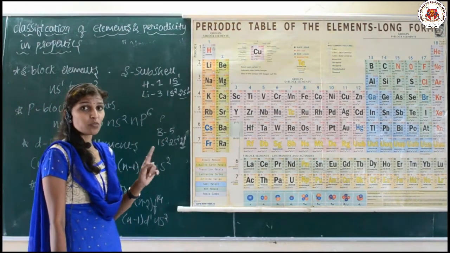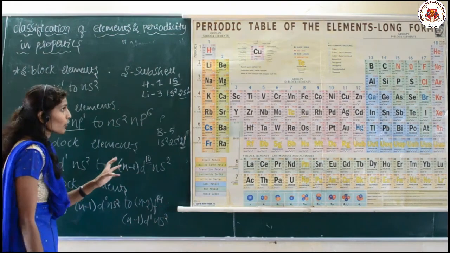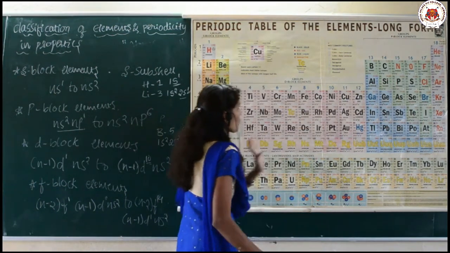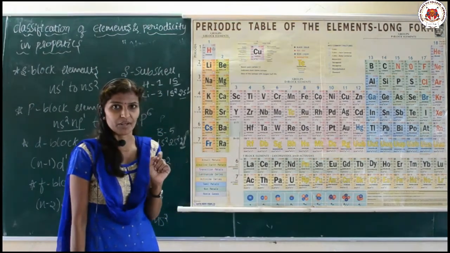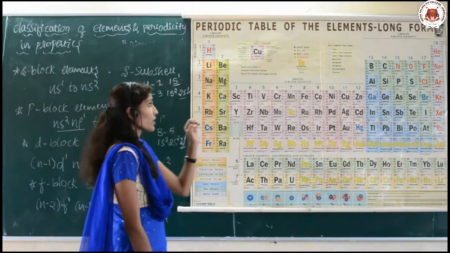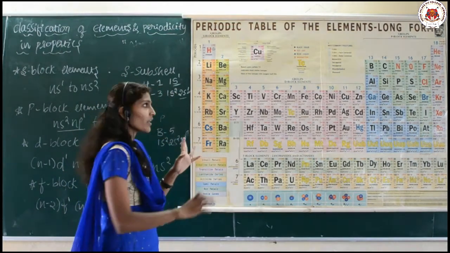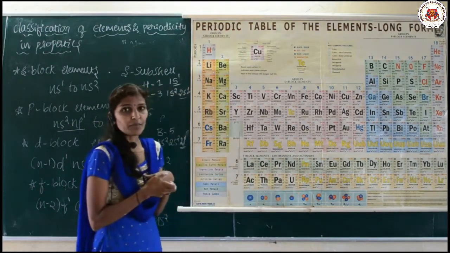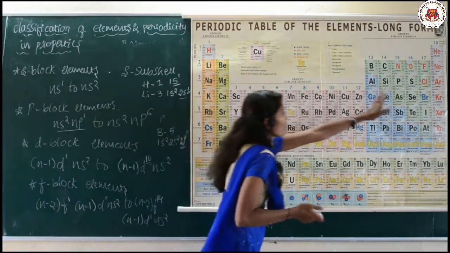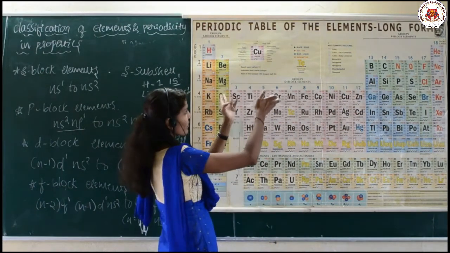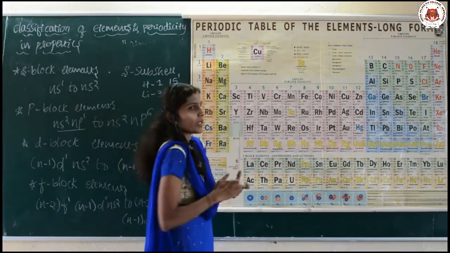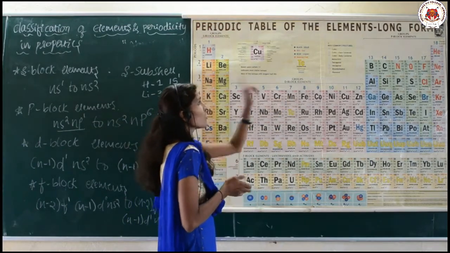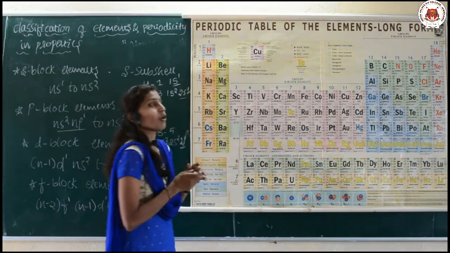N minus 1 means penultimate. So here group number 3 to group number 12 is called D block elements, and these are also called transition elements. The characteristic of the D block elements is that they are intermediate to S and P block elements, because the D block is exactly situated between the S and P.